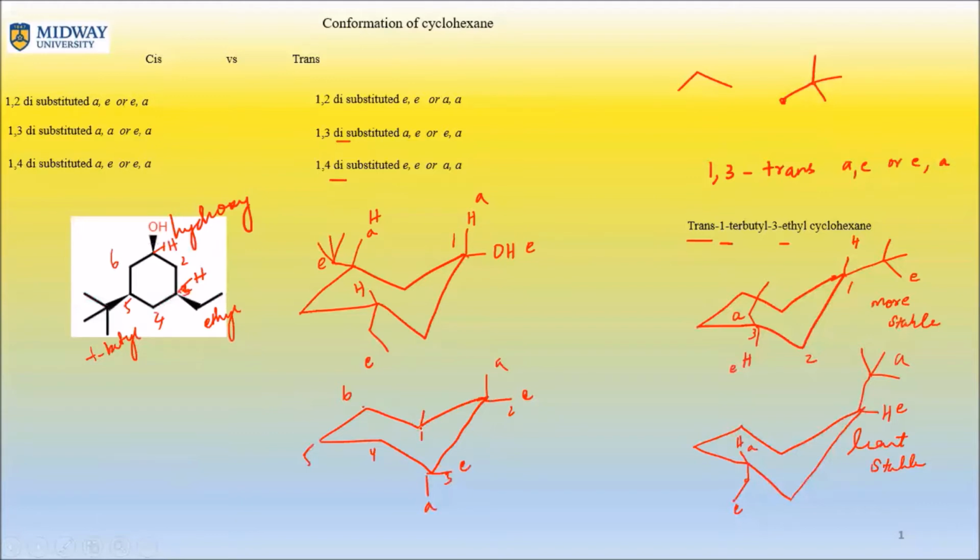Okay, so this must have been axial. This is equatorial. If this was your 1, your OH goes here, and then 3 would be this, and again, ethyl would be here, right? And then your tertiary butyl would be over here. The hydrogen, right?